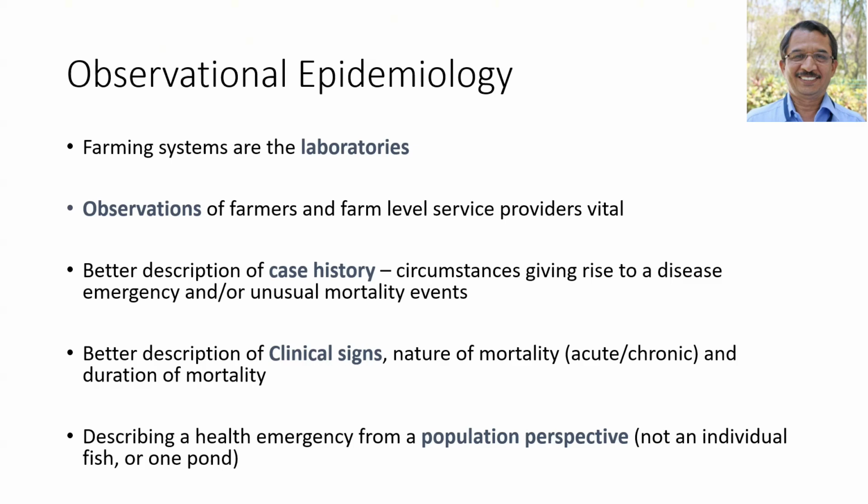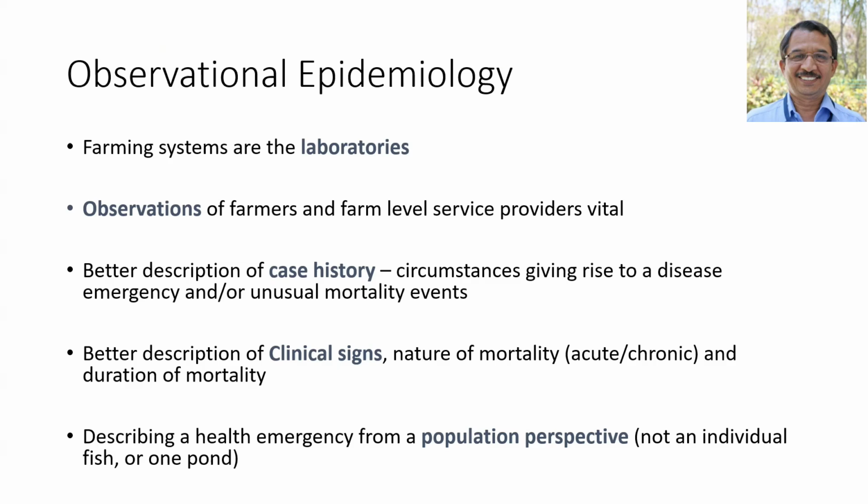So the clinical signs are very important, and the nature of mortality is also important. And describing an unusual disease event or a mortality event taking place either in a pond or a group of ponds or in a village or a group of villages, from a population perspective, would be very important for anybody to really come up with good risk management strategies to either contain the disease or prevent it from spreading from one unit to the next unit.